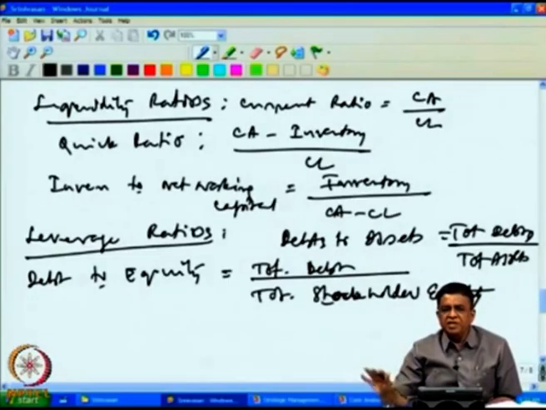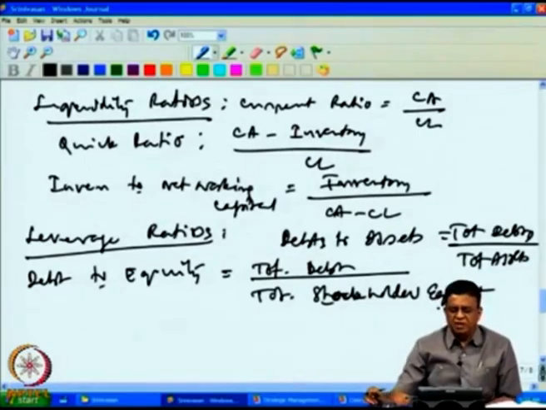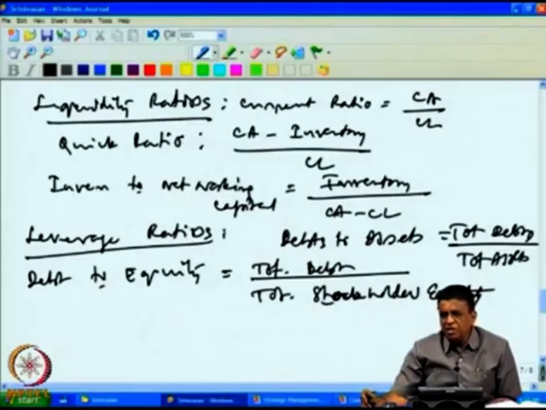How much money have they been able to bring? Suppose your total debt is 200 rupees and your total stockholders equity is 100 rupees. For 100 rupees you are able to raise 200 rupees, that is 2:1. This is the normal financing range at which financial institutions fund companies. They say bring 100 rupees, we will give you 200 rupees.